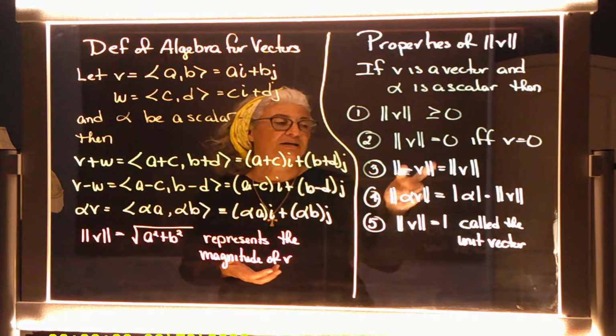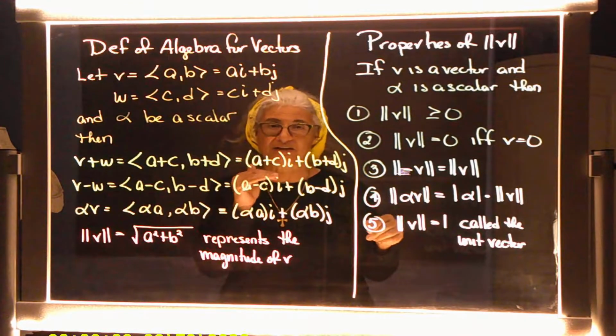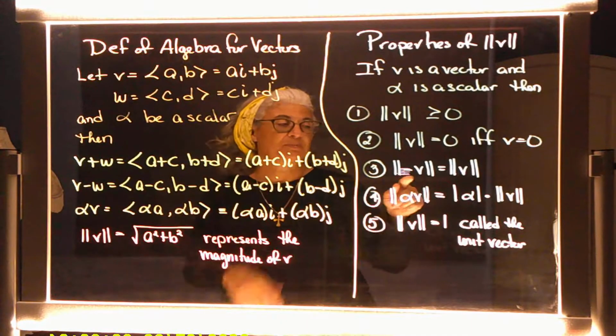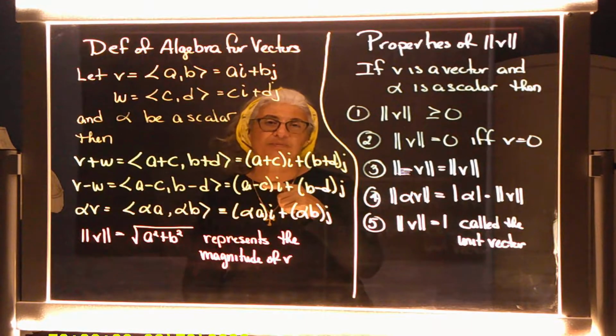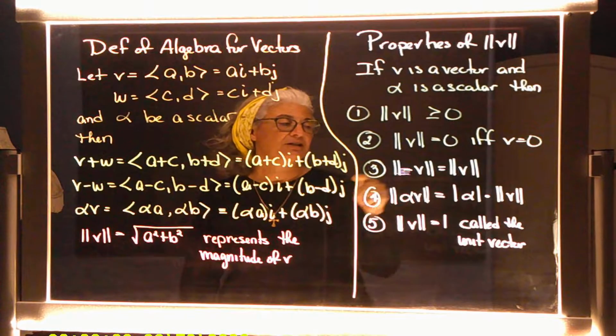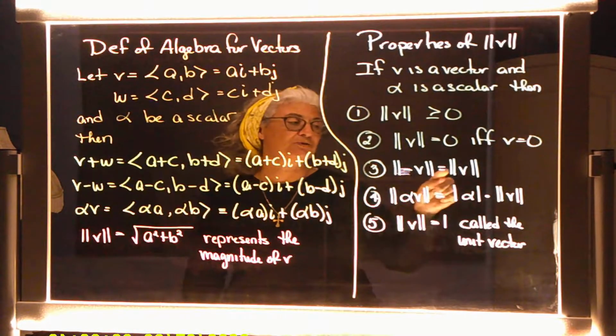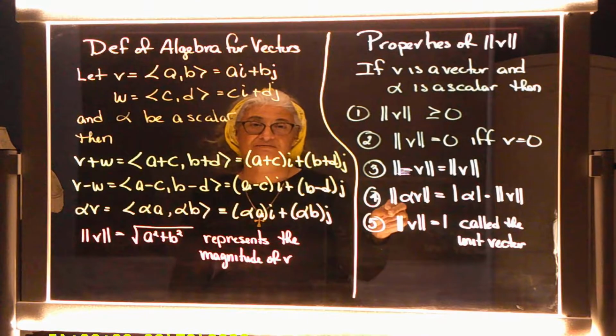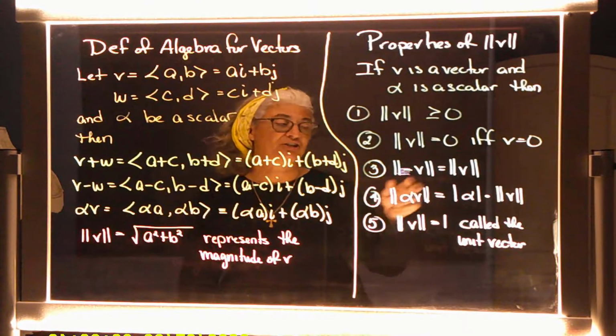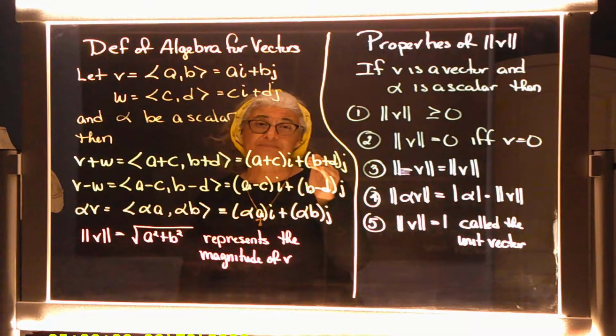Property 3, the magnitude of negative v. Remember that negative means it's going in the opposite direction, right? So the magnitude of the negative v is equal to the magnitude of positive v. It just changed direction on us, but the length is the same.